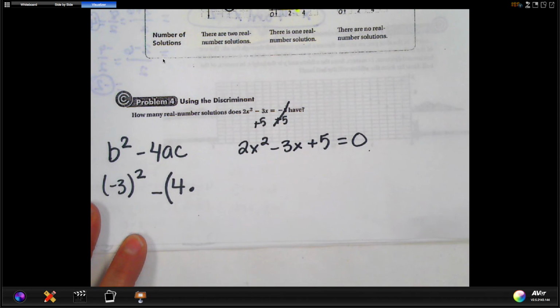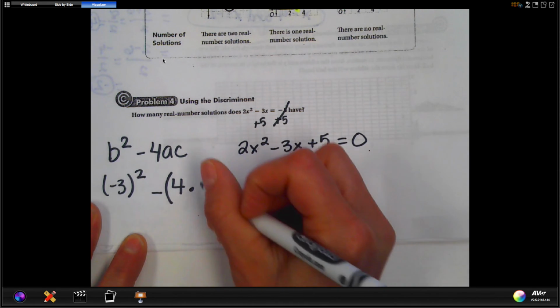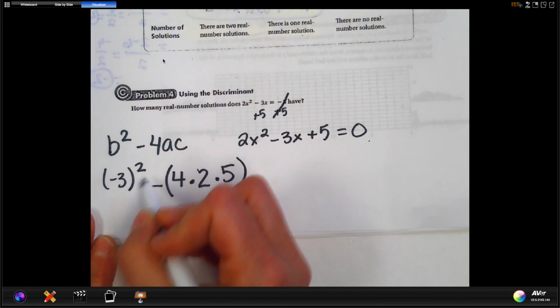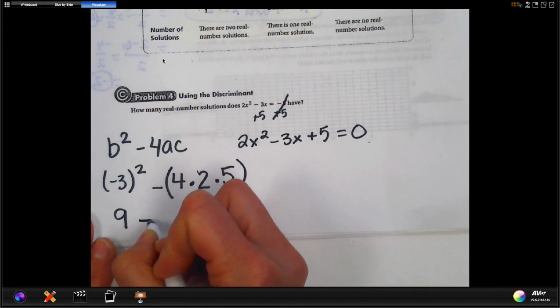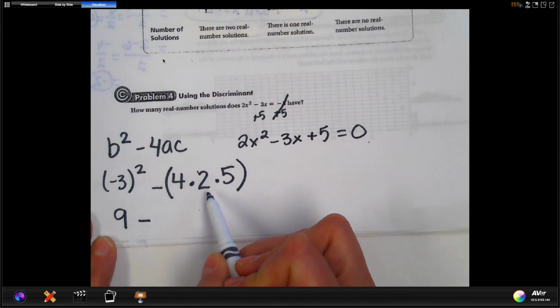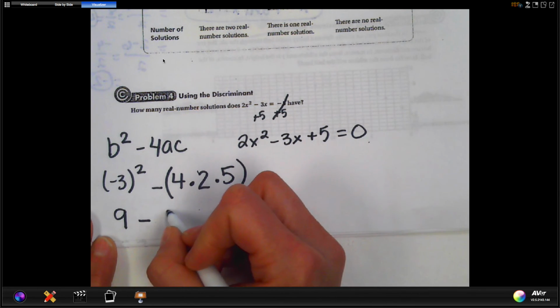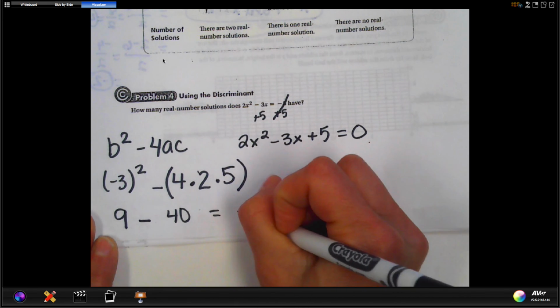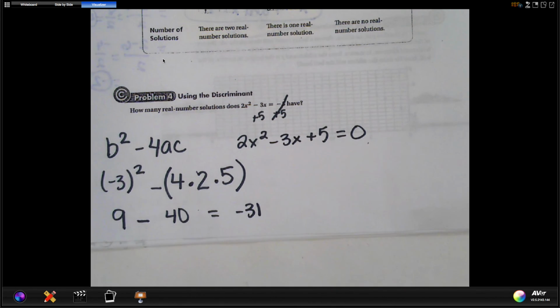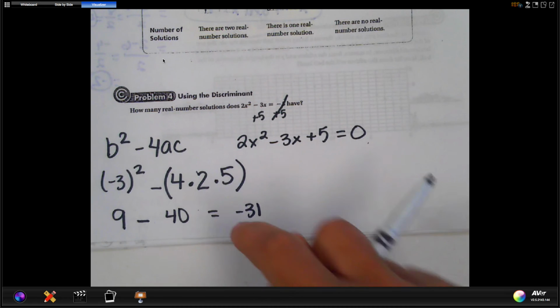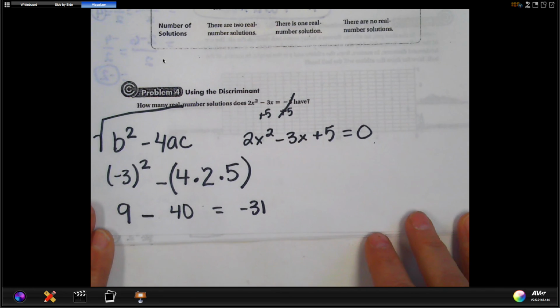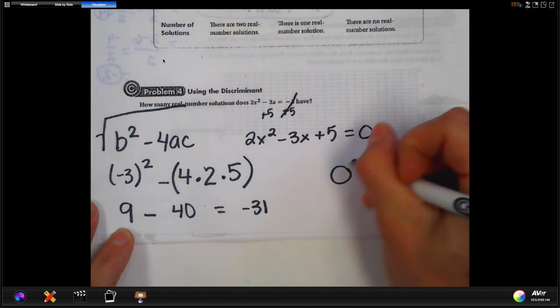Minus 4, and I like to do this in parentheses too. Times a, what's a? 2. Times c, what's c? 5. Okay, so we know negative 3 times negative 3 is positive 9, minus 4 times 2 is 8, times 5, minus 40. What's 9 minus 40? So the question is, how many solutions will we have? We're going to have no solution, right? Because this is going to end up underneath the radical sign, and we cannot take the square root of a negative, so there are no solutions to this one.